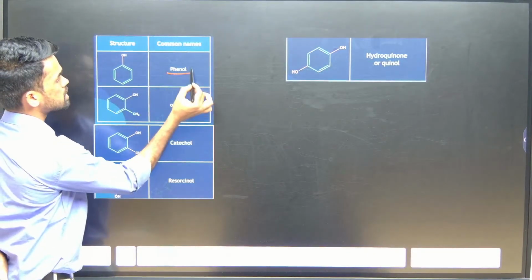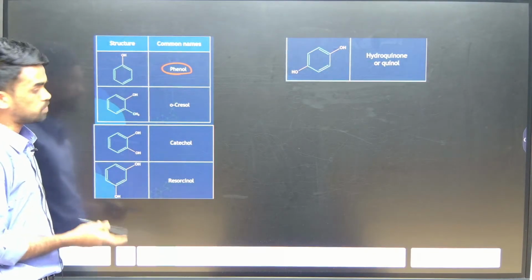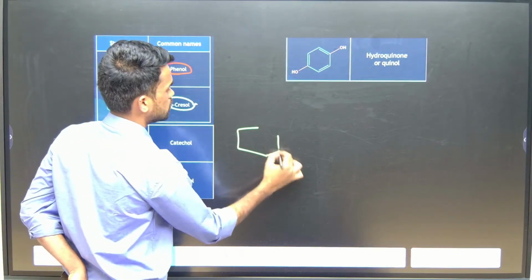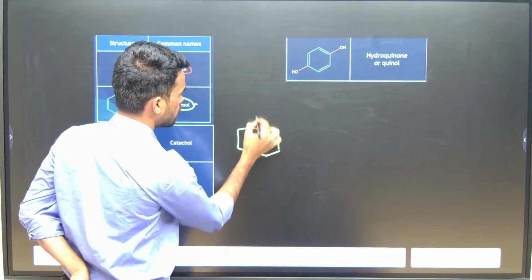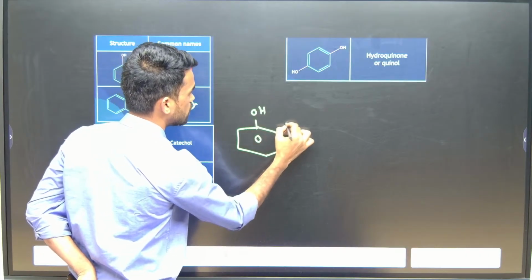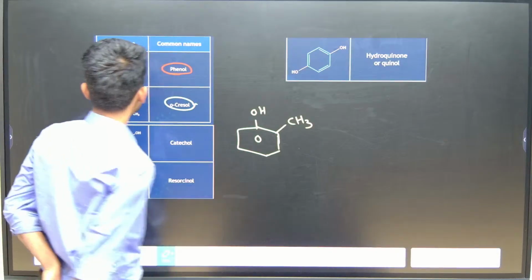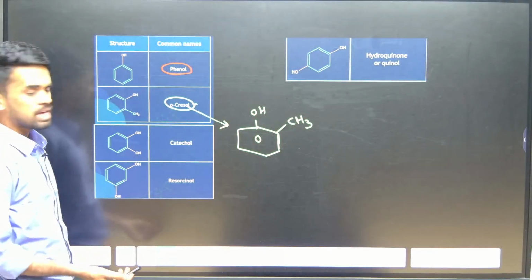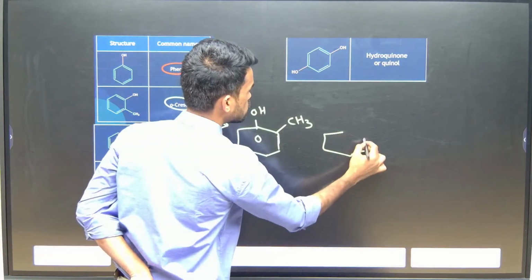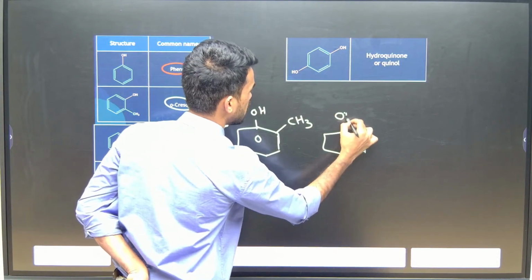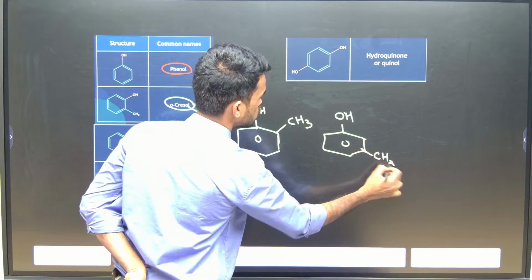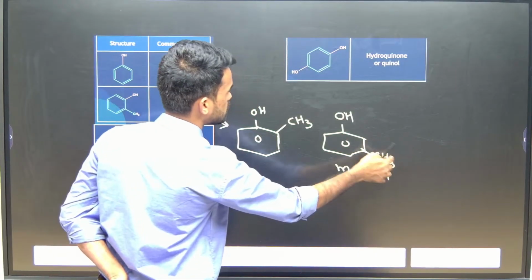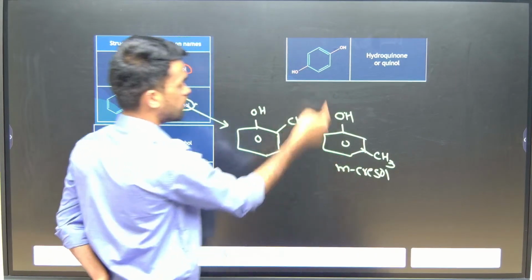So phenol means just a benzene ring with an OH group. So what is orthocresol? You know toluene, right? Or another way, you know phenol, right? So phenol with one methyl group, this together is considered to be orthocresol. Okay. Metacresol means what? The OH group and methyl group should be at the 1,3 position. So this is metacresol. Okay, paracresol means the OH group and CH3 should be at the 1,4 positions.